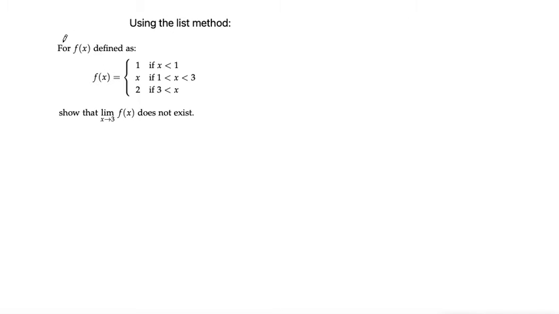So here we have a problem that says, for f of x defined as a piecewise function: f of x is equal to 1 if x is less than 1, x if 1 is less than x which is less than 3, and 2 if 3 is less than x, or x is greater than 3 is another way to write this. Show that the limit as x approaches 3 of f of x does not exist.